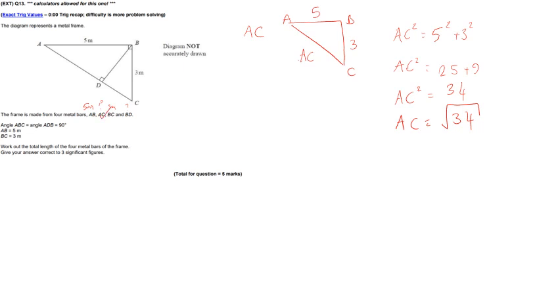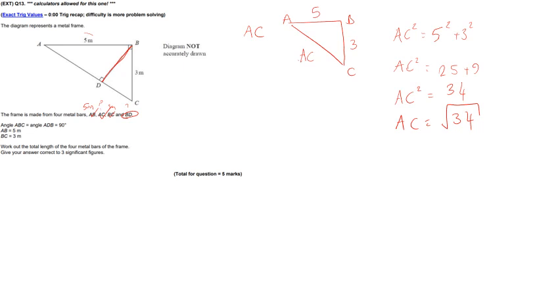So I now know AC, I know AB, I know BC. We've got to find BD, which is this length here. How am I going to work that one out? Well, looking at the triangle ABD, I haven't got enough information. I've only got one side and the 90-degree angle. That's not going to help me. And looking at the other side, BDC, I haven't got enough information there. I've only got one side again.